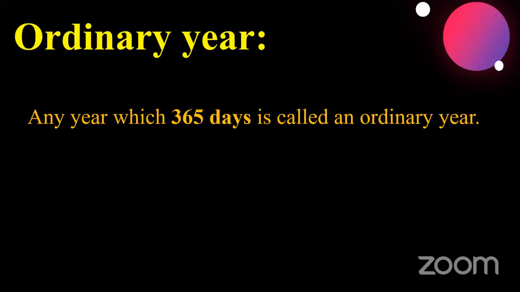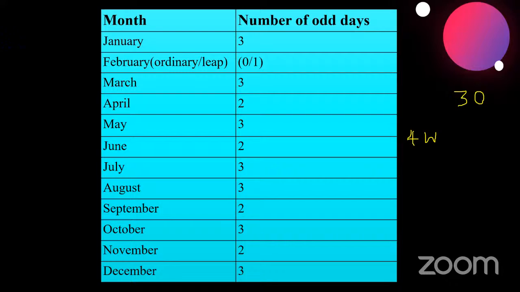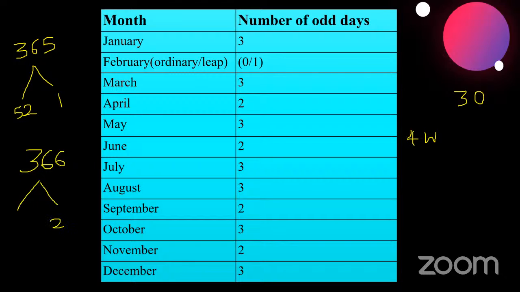Now listen here. We have done with the odd days, right? We can calculate directly: in 365 days you have 52 weeks and 1 odd day. In 366 days, 2 odd days. How did the 2 odd days come? We can calculate by this also.